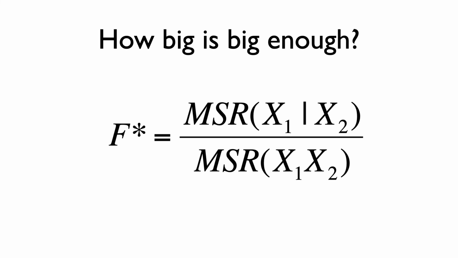If that's a big enough jump, it keeps going. Once that F star gets below a certain significance level, it stops. And then it spits it out. So here's your model.